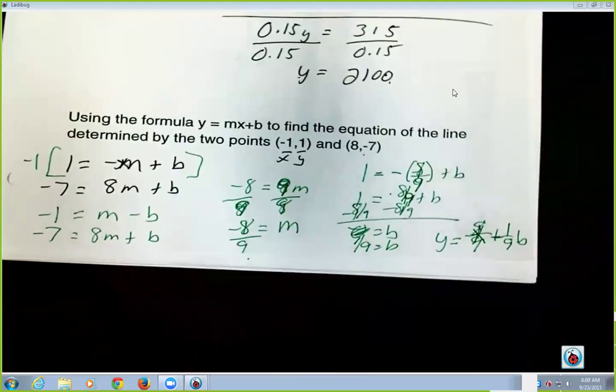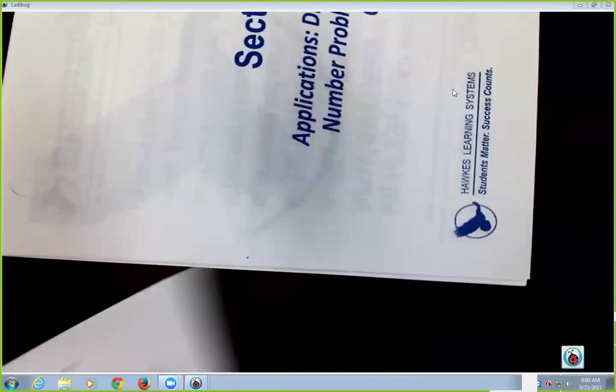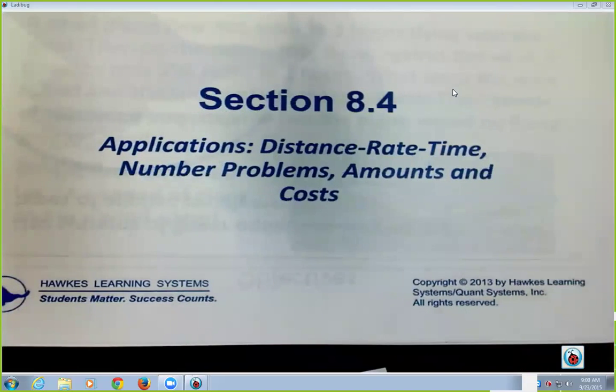Take a break. Be back at about 5 after. Should end up working, and then we'll take a look at more story problems, because that's what 8.4 is going to be all about. So get out, move around, come back. We'll work on setting these guys up.